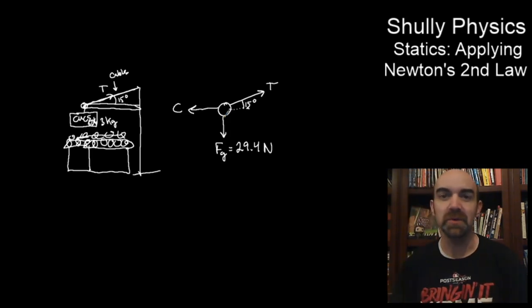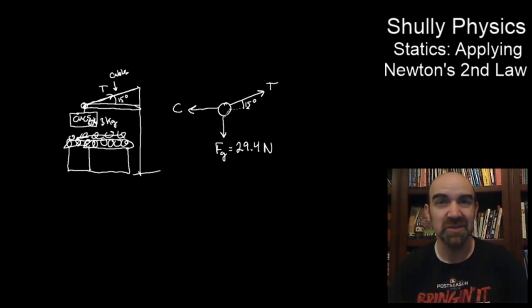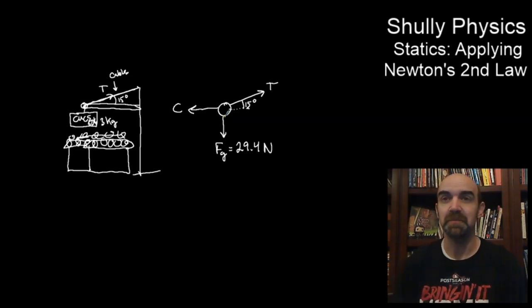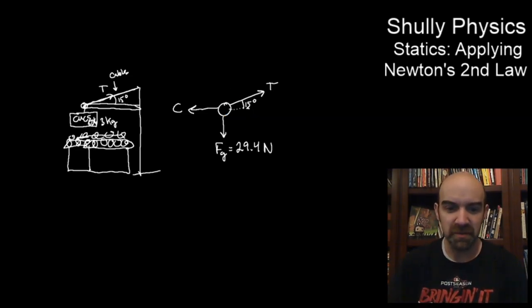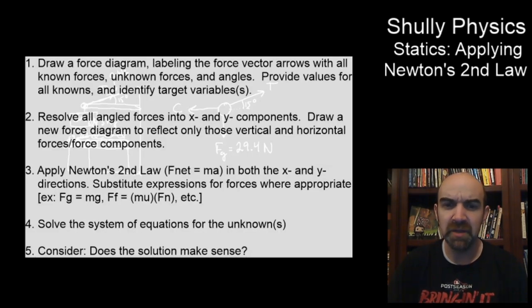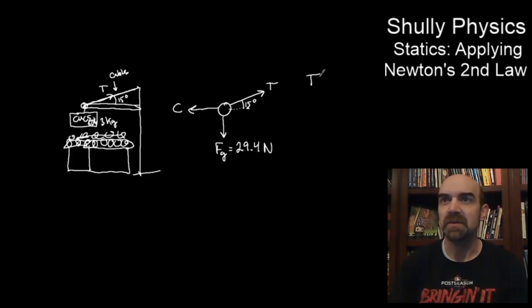All right, so what can we do? We can try to figure out the value of the tension in that cable and also the compression force of that beam. Let's see where we are. Problem solving test: did we draw a force diagram, label the force vector arrows with all the known forces, unknown forces, and angles? Provide values for all knowns and identify target variables. I've got to identify the target. So let's look for T and let's look for C. Good. And the only thing I know right now is the weight. The weight is 3 times 9.8, just a little reminder of what that is. mg. That's where we got the 29.4 from.